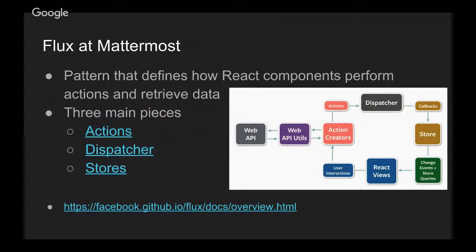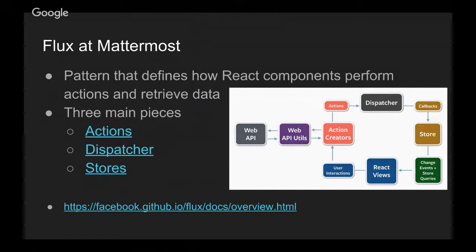So Flux, as I said, is a pattern that defines how React components perform actions and retrieve data. There are three main pieces of Flux: actions, the dispatcher, and the stores. If you look at the little diagram here on the right, you start with React views, where you have some sort of user interaction. Maybe this is clicking on search, as in our previous example, or typing something into the search box. That's a user interaction. An action gets created, which is actually the search. The action will go do everything it needs to do to complete that action.